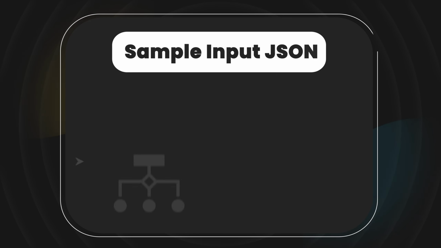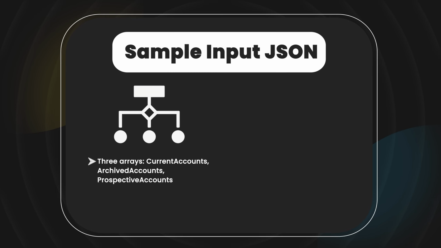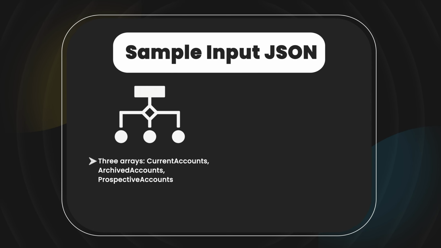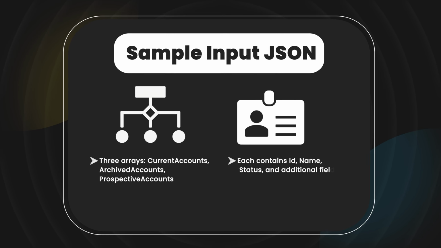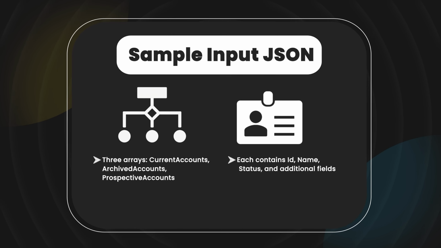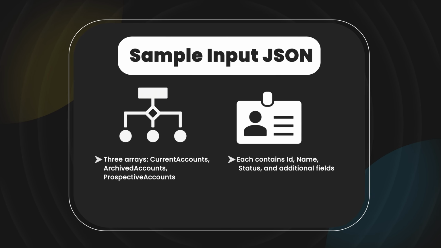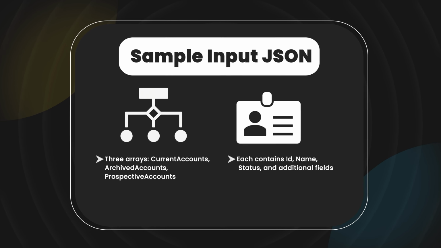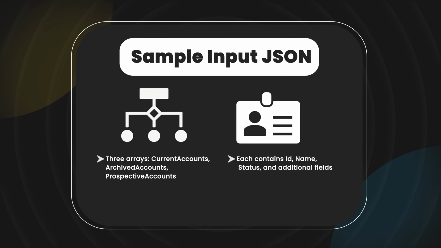Here's a snippet of our input payload. Let's consider three arrays: current accounts, archived accounts, prospective accounts. Each contains ID, name, status, plus any additional fields you need. We'll use this as our input to verify merged results in the DataRaptor test tab in a moment, but first let's create our transform.